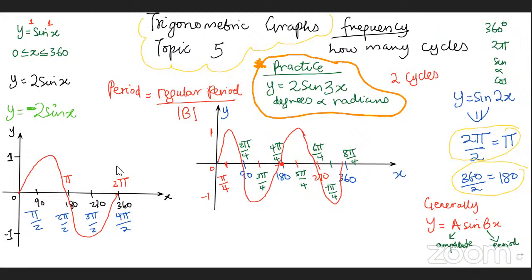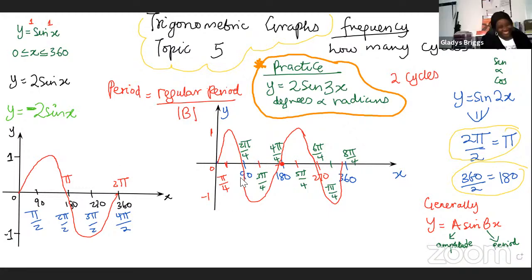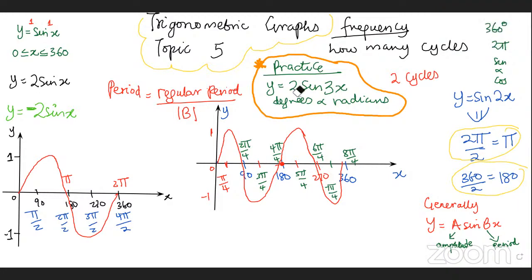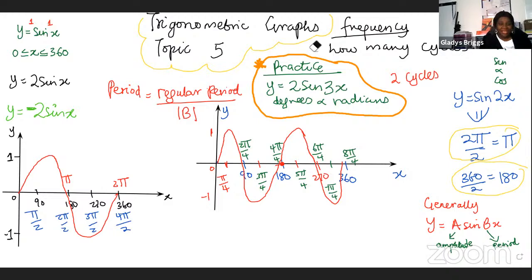Miss, I don't know how to do this. What don't you know how to do? 3x. Sine 3x. You got to start from here. It's going to be 2 pi over 3. Okay. 2 pi over 3. What is 360 divided by 3?